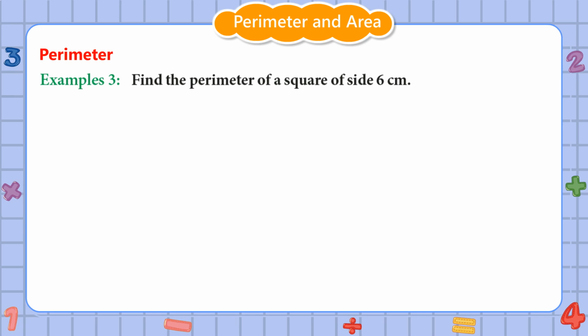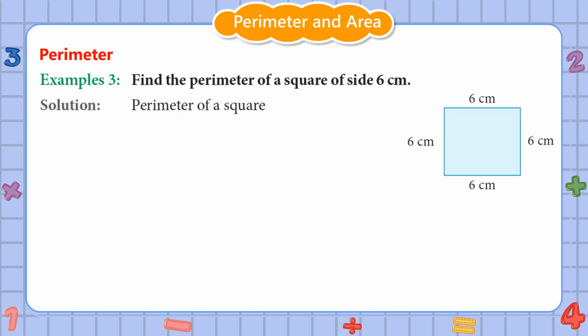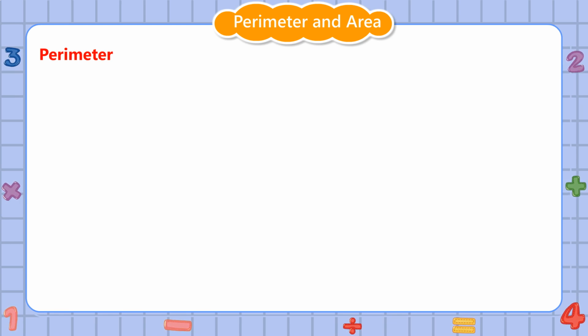Example 3. Find the perimeter of a square of side 6 cm. Solution. Perimeter of a square is equal to 4 multiply side. It is equal to 4 multiply 6 cm, which is equal to 24 cm.